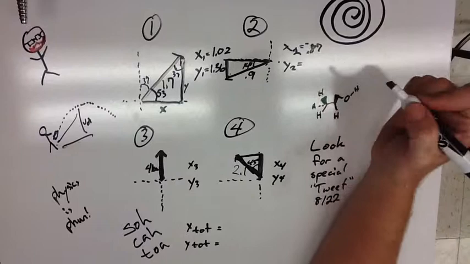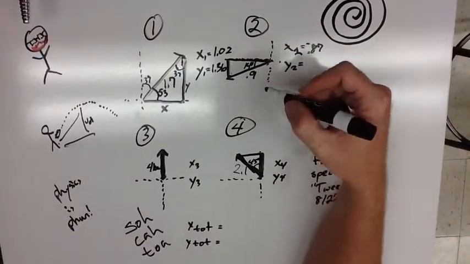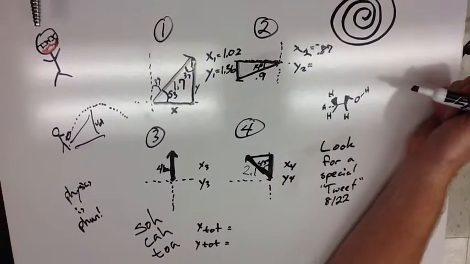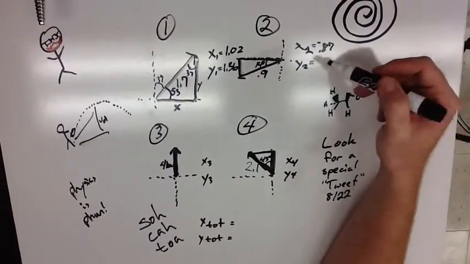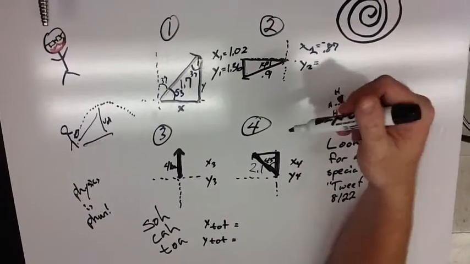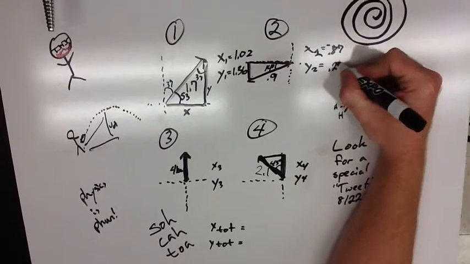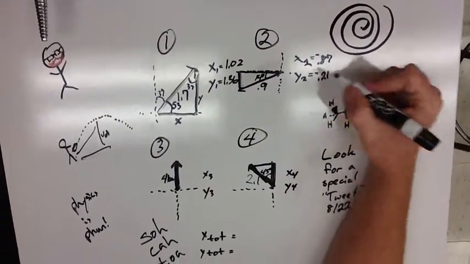Okay, I'm going to do the same thing for the y. When I solve the y, it's also going in a negative direction because it's going south. So when I do the math on that, my y is my opposite, so that's sine as well. What I have there is 0.21, and I also have to put a negative there.